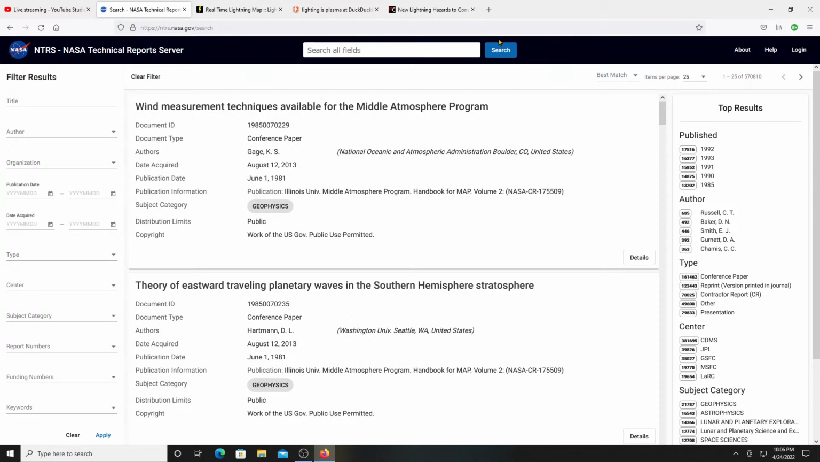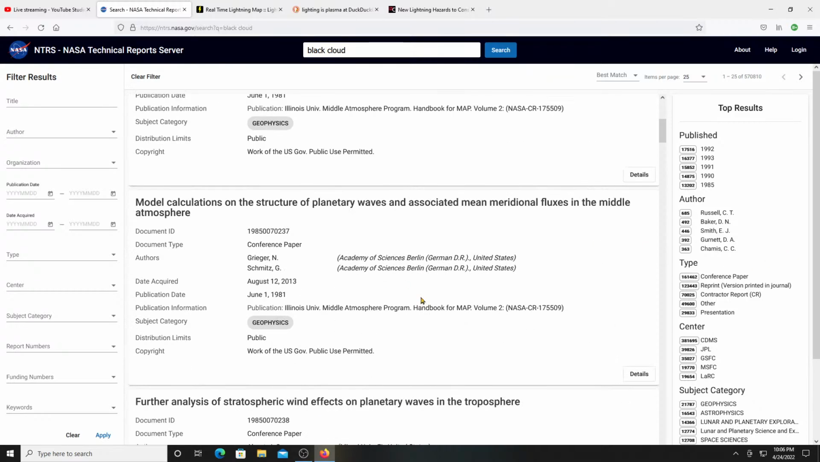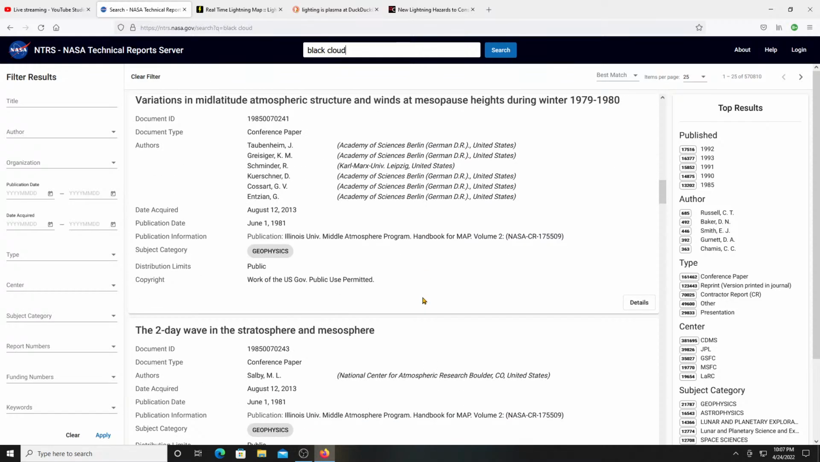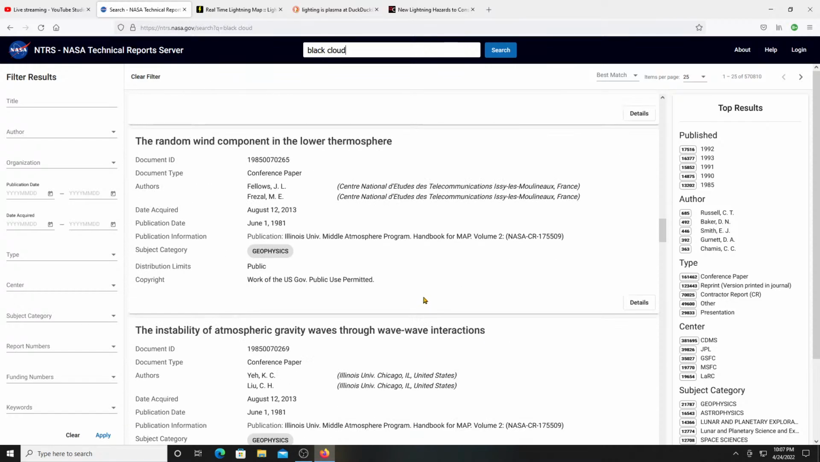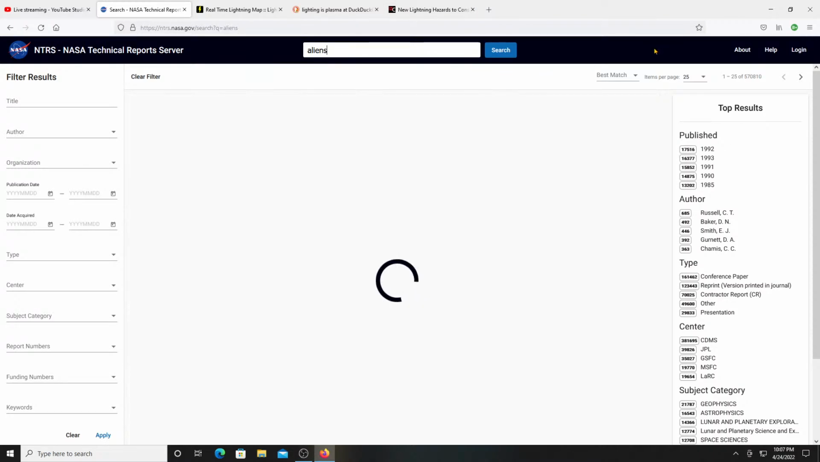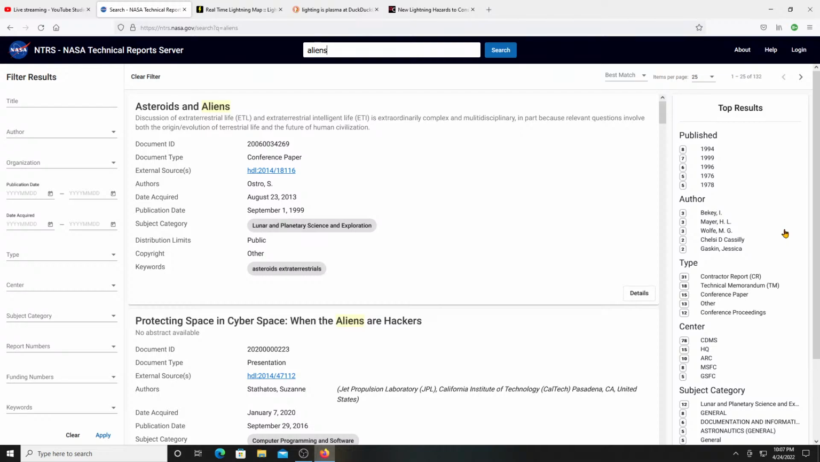Let's talk about the black cloud. Okay, they're not talking about the black cloud. There's no. Let's look at this. Aliens. Look at that, you all.